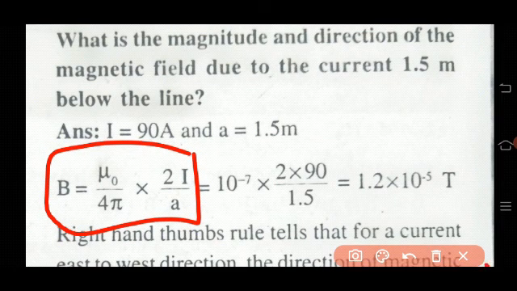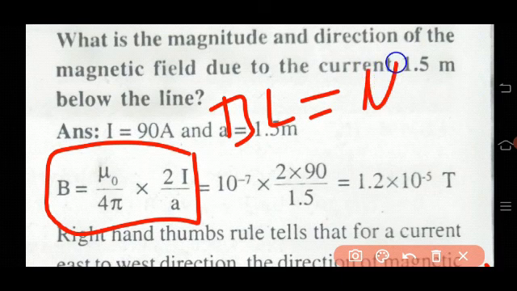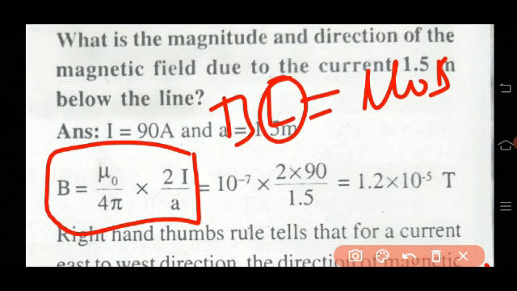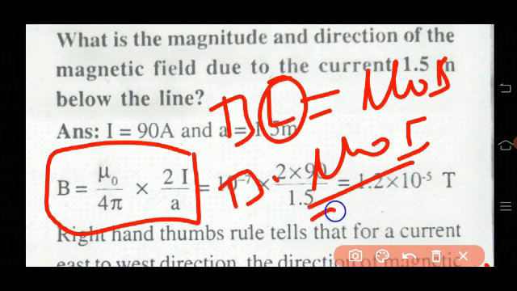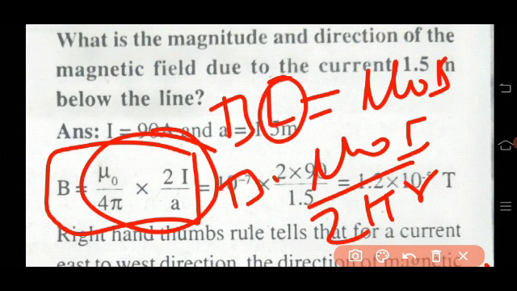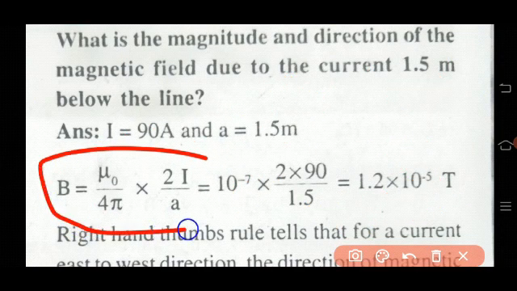How did we get it? We have B L, or B into 2 pi R, equal to mu naught I. Here L is the total length of the Ampere circuit, that is, you can write it as 2 pi A or 2 pi R. So B equals mu naught I by 2 pi R. Just divide and multiply by 2, you will get this equation. You can take the radius as A. So this is the equation you have to use.